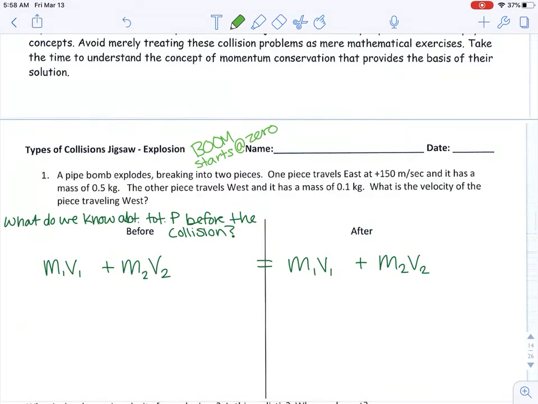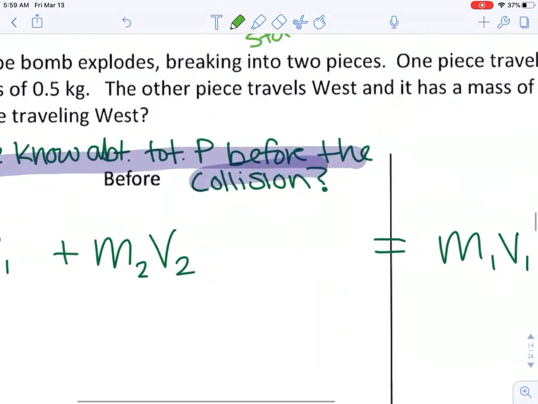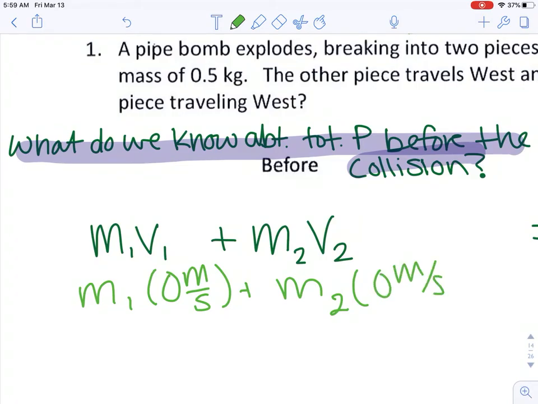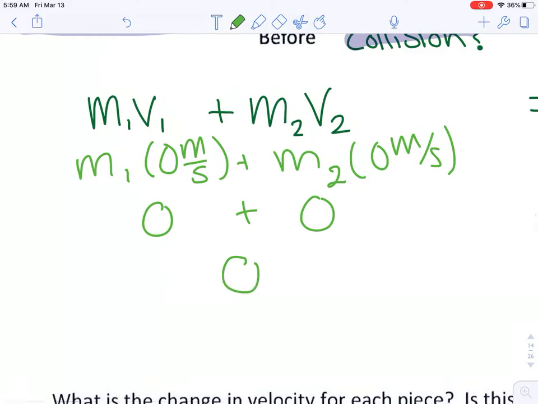All right, so then what we want to ask ourselves, and I wrote this question out ahead of time, is: what do we know about total momentum before the collision when we're talking about an explosion? When we're talking about an explosion, we're talking about one object that is starting at rest. So if our object is starting at rest, our velocities are going to be 0. And so we're going to have whatever our mass is times 0 plus whatever our other mass is times 0. If we're doing anything times 0, our answer is going to be 0. So we are going to be starting with no momentum.